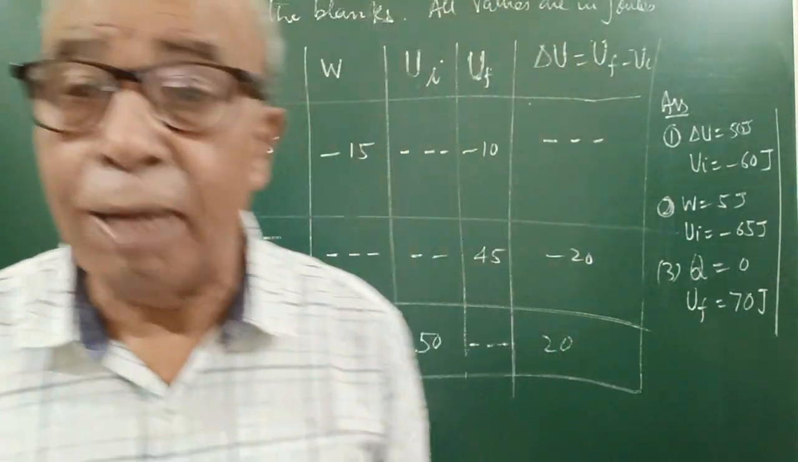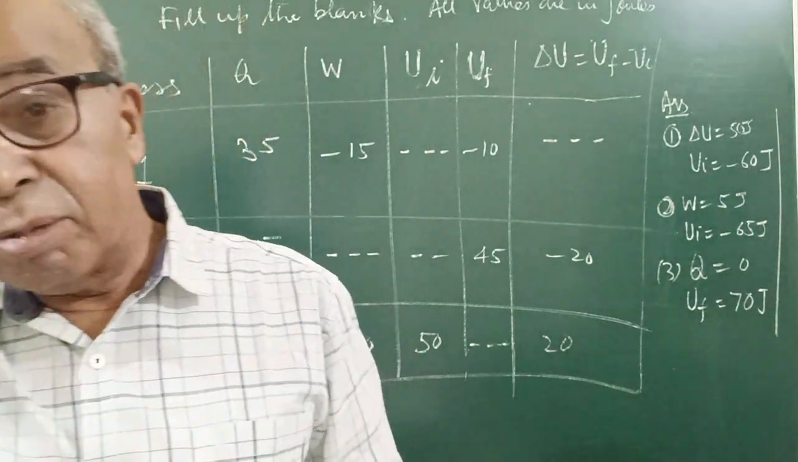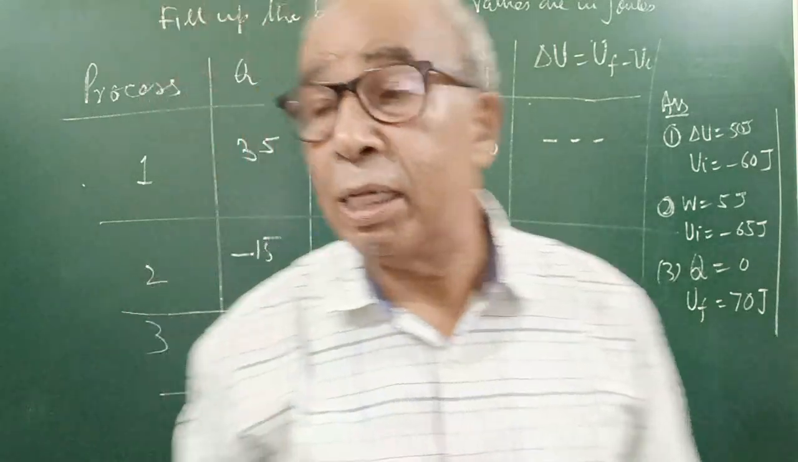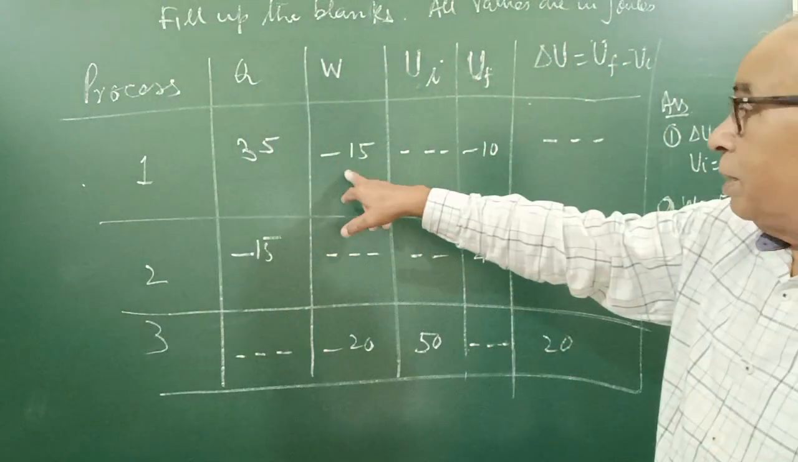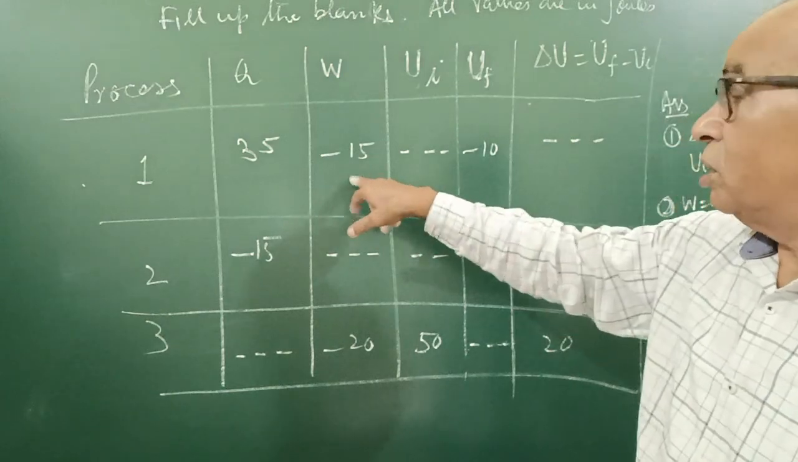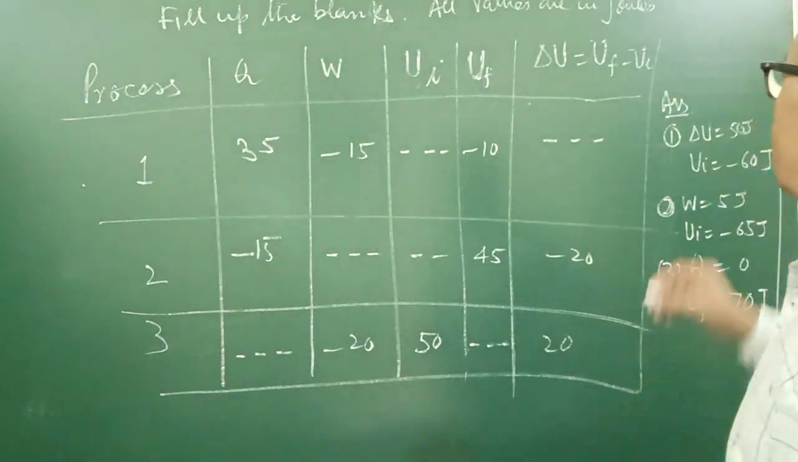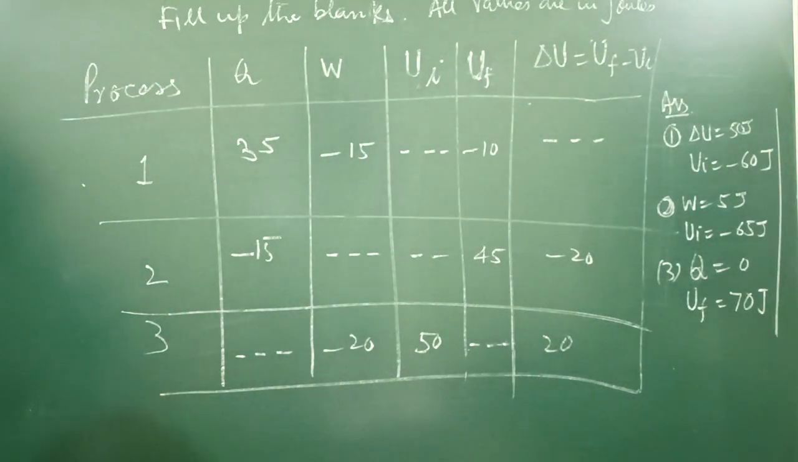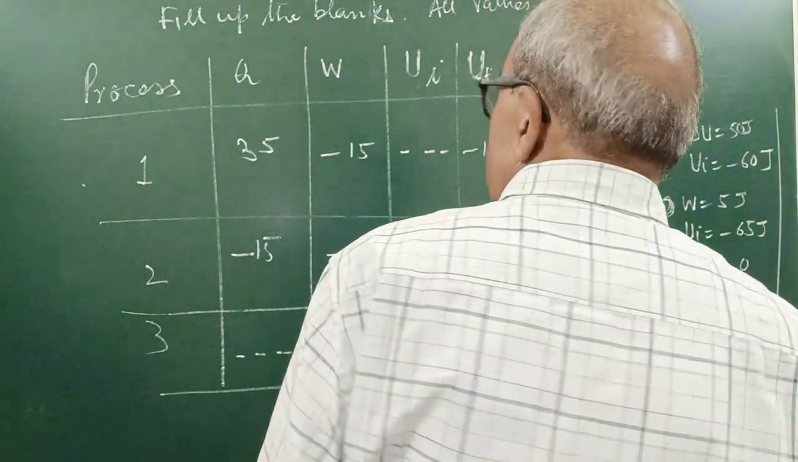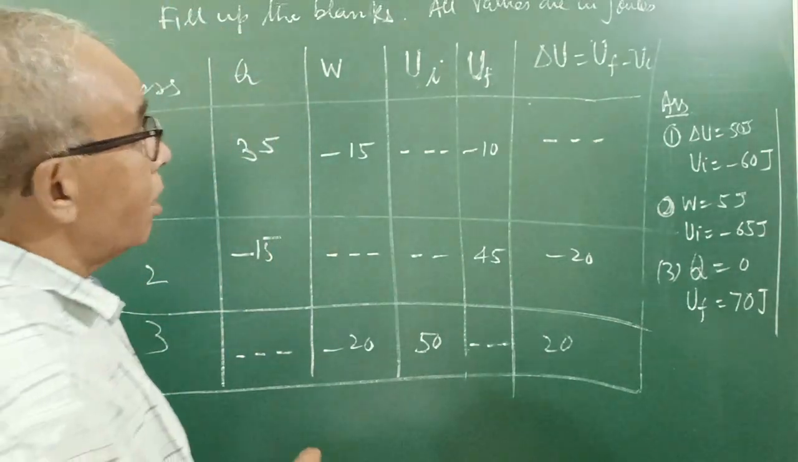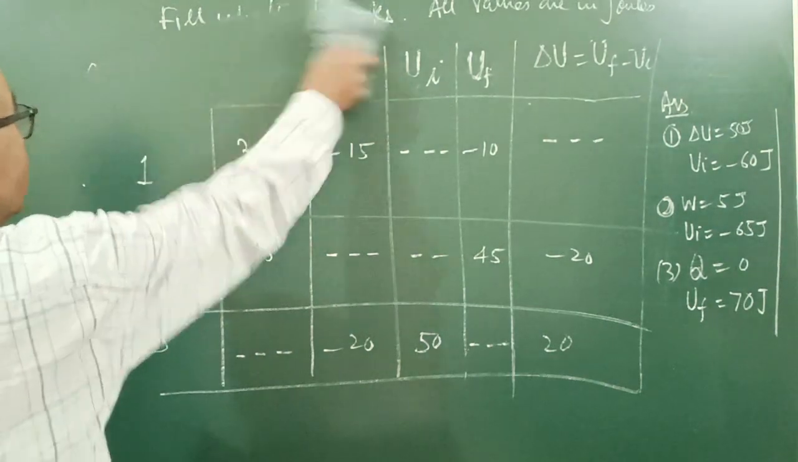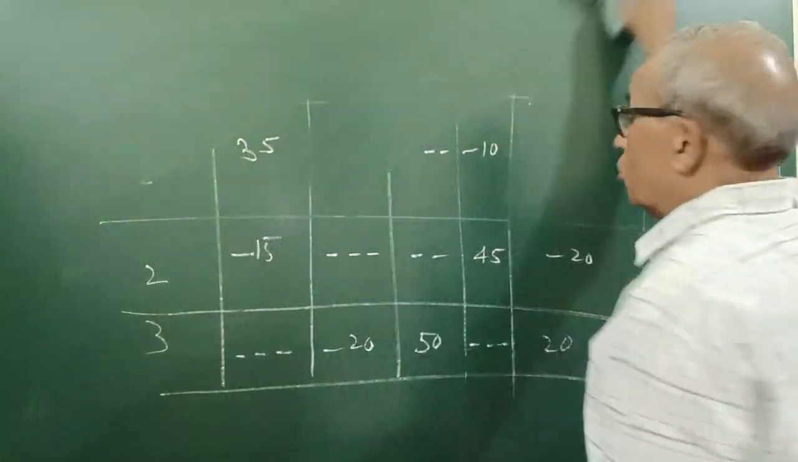Simply, it is the application of the first law of thermodynamics. I have told you that heat given to the system is positive, taken away is negative, like that. If here it is -15, it means work is done on the system. And in the equation you have to use the first law: Q equal to delta U plus W, so delta U is equal to Q minus W. And delta U means UF minus UI. So please do it yourself. Now I proceed further.